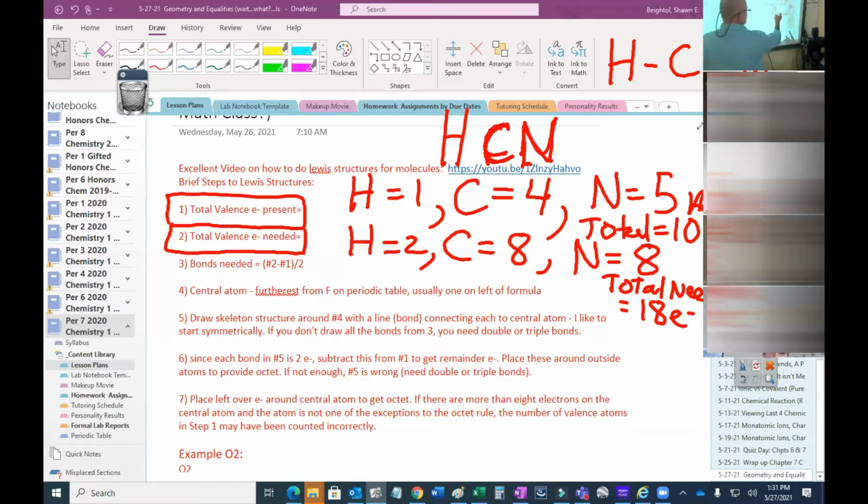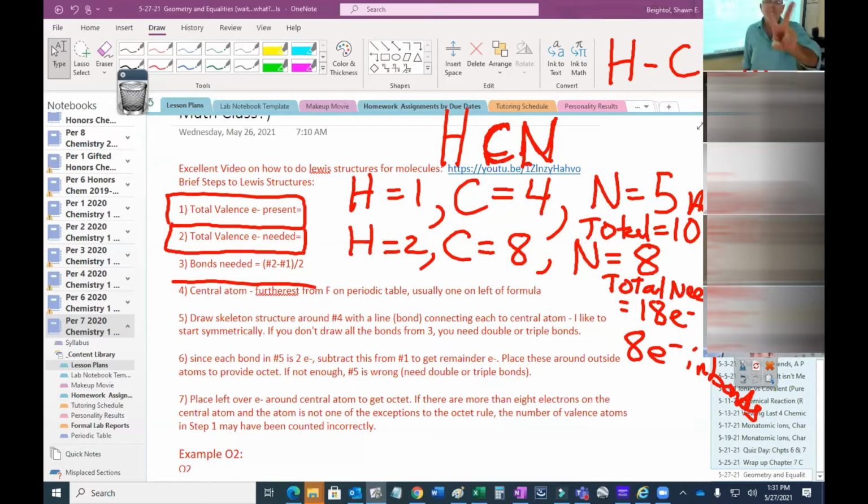Well, how many electrons do we need to share? Whatever we don't have. So 18 minus 10 is 8 electrons in bonds. We got to have 8 electrons in bonds. That's this step right here. But bonds are 2 electrons each. So if we need 8 electrons in bonds, let's divide that by 2 per bond. And that'll tell us how many bonds.